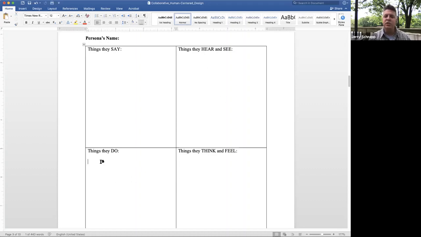And then things they do, this is how they spend their time. And so you can tell a lot about somebody when you consider what they spend their time doing. The things that are important to them that take priority, that's what they spend their time on. Does that all make sense?